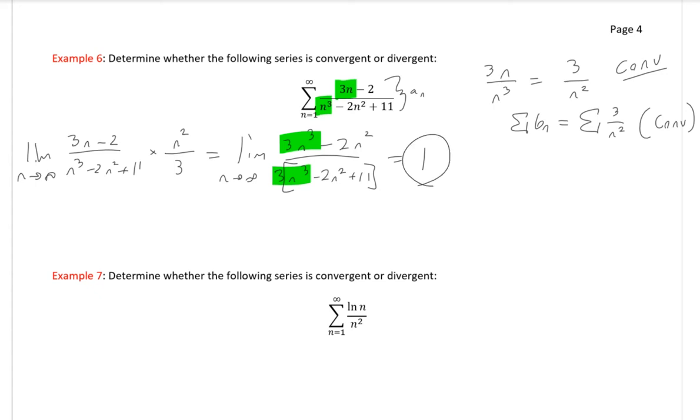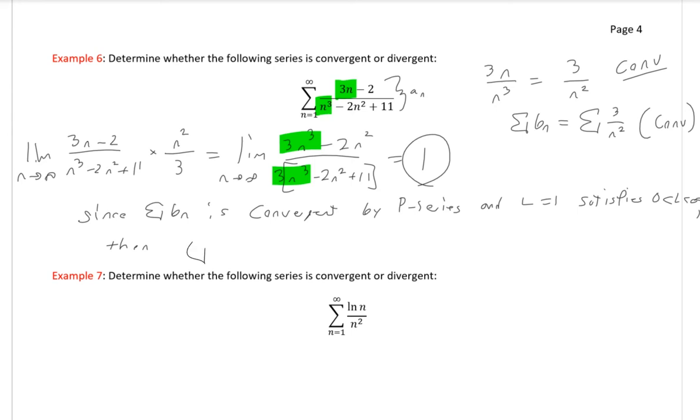And so yet again, we have a value of 1, but in this case we say that since the summation of b sub n is convergent by p-series, and I'll say L equals 1 satisfies 0 less than L less than infinity, then the summation from 1 to infinity of 3n minus 2 over n cubed minus 2n squared plus 11 is also convergent by the limit comparison test.